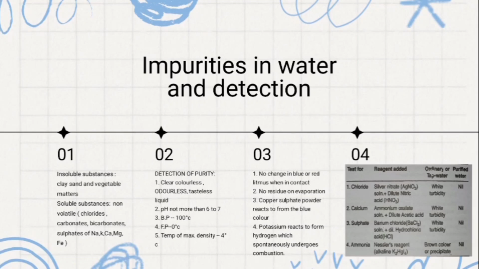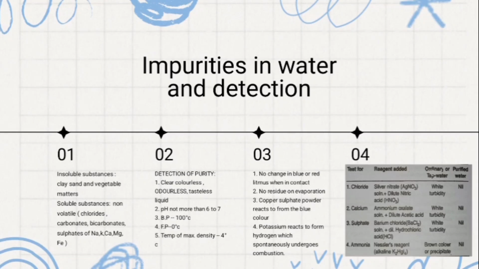For identification of chloride, the reagents added are silver nitrate and dilute nitric acid. And if there is any white turbidity formed, then it is impure. For the identification of calcium, ammonium oxalate solution and dilute acetic acid are added, and if there is any white turbidity, then the given sample of water is impure.